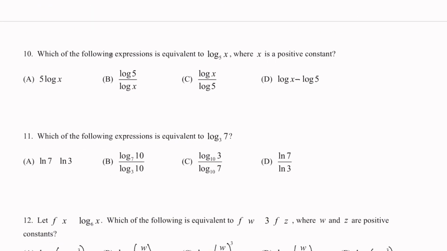So now number 10, which of the following expressions is equivalent to log base 5 of x? Alright, so also in the notes, we learned the change of base property. I think there's a way where you can do math to solve this problem. I'll put a screenshot, but you can also do it by remembering the change of base property, where basically we have a certain expression and we need it equivalent to another expression, but it has a different log base. So, the change of base property.